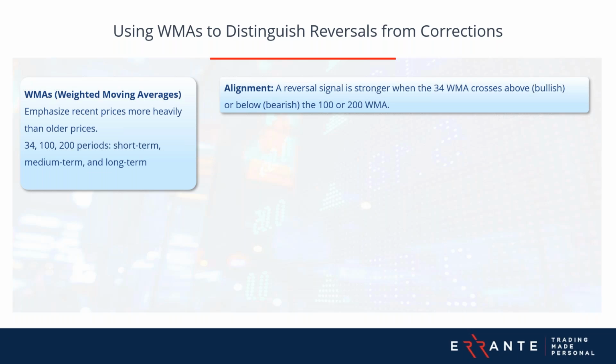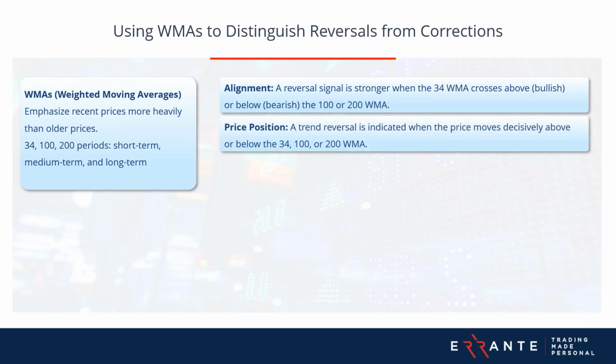Here are the specific rules when it comes to using moving averages. First of all, alignment. A fundamental signal of a potential market reversal is when the shorter-term WMA, the 34 for example, crosses over the medium-term 100 WMA or the long-term 200 WMA. A cross above signals a bullish reversal, while a cross below indicates a bearish reversal, and I assume you all know it.